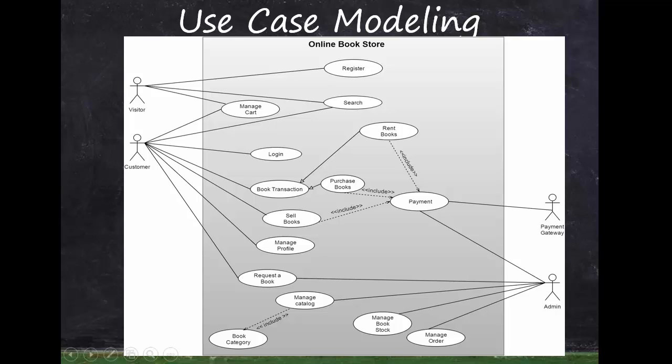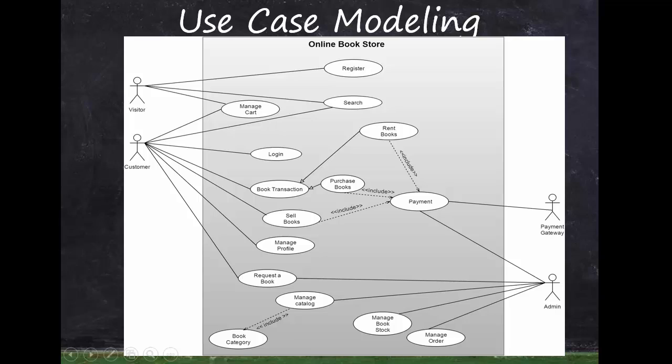Now the customer also has the option of selling their old books to us. The reason why we have created a separate use case for sell books is that here the money flows in the opposite direction. Usually it's the customer who's making the payment and it's handled by the payment gateway. But in the sell books case, it's the administrator that authorizes the payment and then the customer gets paid. That's why it's a separate use case. The customer can also manage their profile by using the manage profile page.